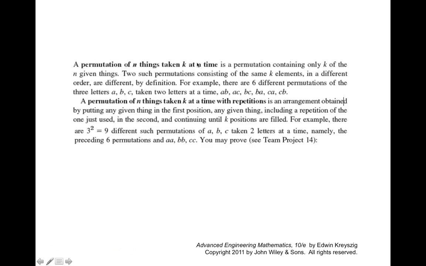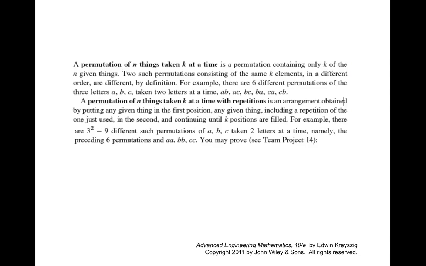A permutation of n things taken k at a time is a permutation that contains only a subset k of the n given things. For example, 2 possibilities would be the same k elements in a different order. So let's say we have the letters A, B, and C. If we take those 2 letters at a time, we have AB, AC, BC, BA, CA, CB. So even though CB and BC contain the same elements, they're in a different order, so it would be considered a different permutation.